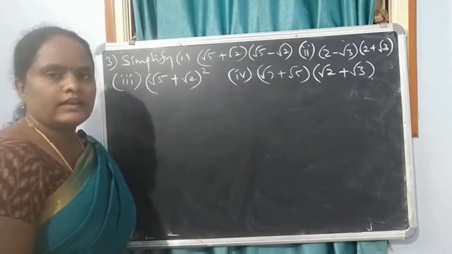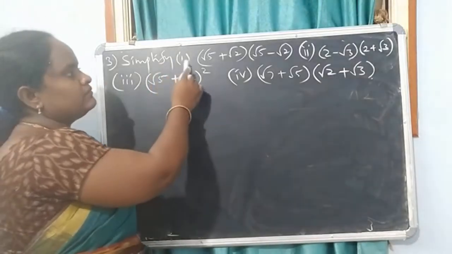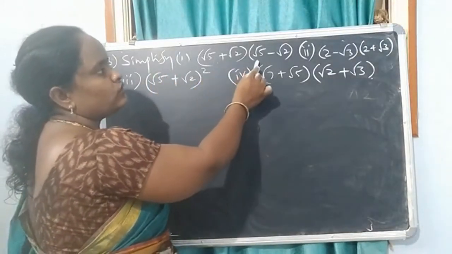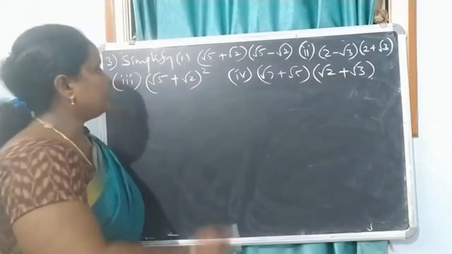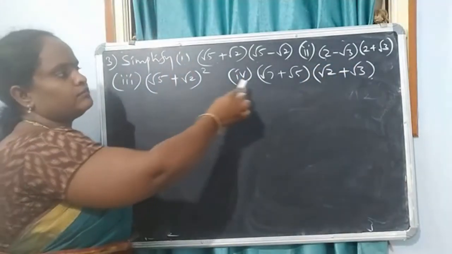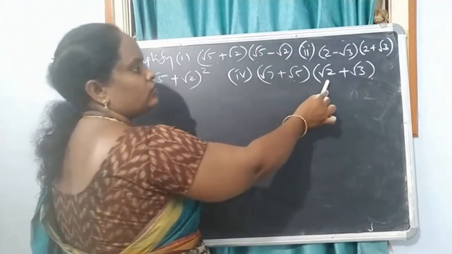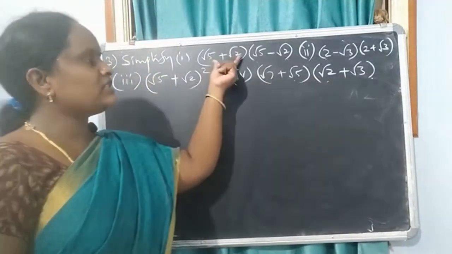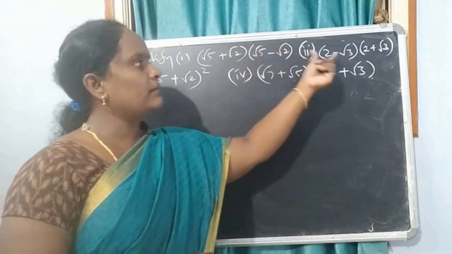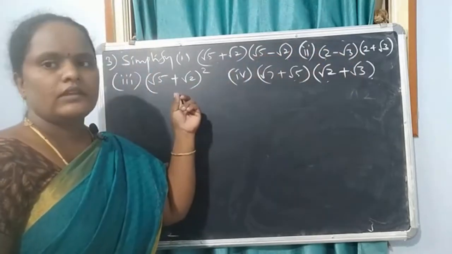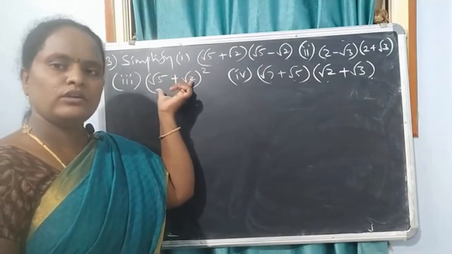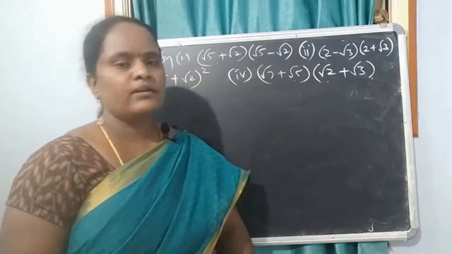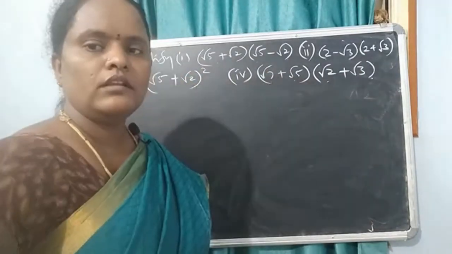Let us see this question. Simplify. First one, root 5 plus root 2 into root 5 minus root 2. Second one, 2 minus root 3 into 2 plus root 3. Root 5 plus root 2 whole square. Root 7 plus root 5 into root 2 plus root 3. Here two terms are there, binomial by binomial. Root 5 plus root 2 whole square means root 5 plus root 2 into root 5 plus root 2. So this is also multiplication.